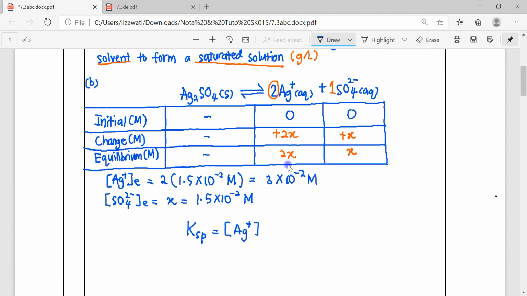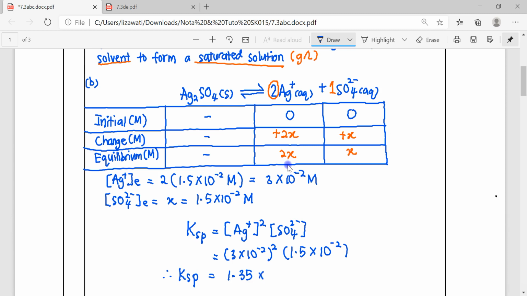The next step, you can write the KSP expression. Remember the coefficient now becomes the power. And then substitute the concentration. And finally, you will get the value of KSP here is 1.35 times 10 power of negative 5. No unit. Remember, no unit.